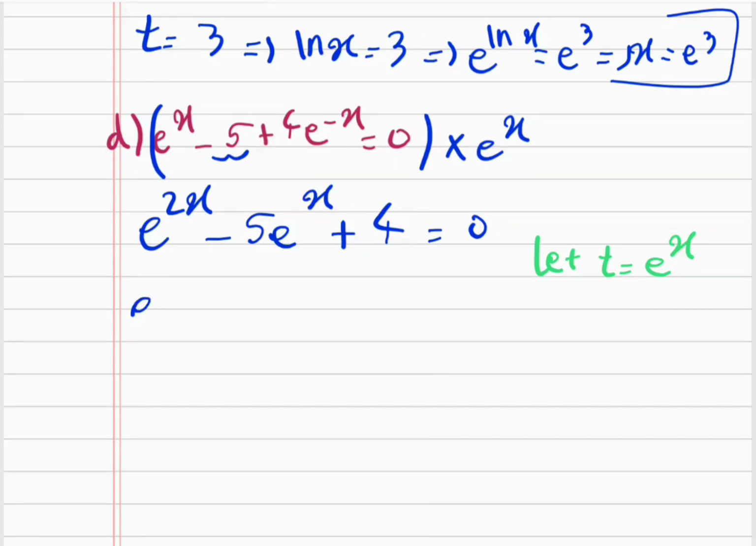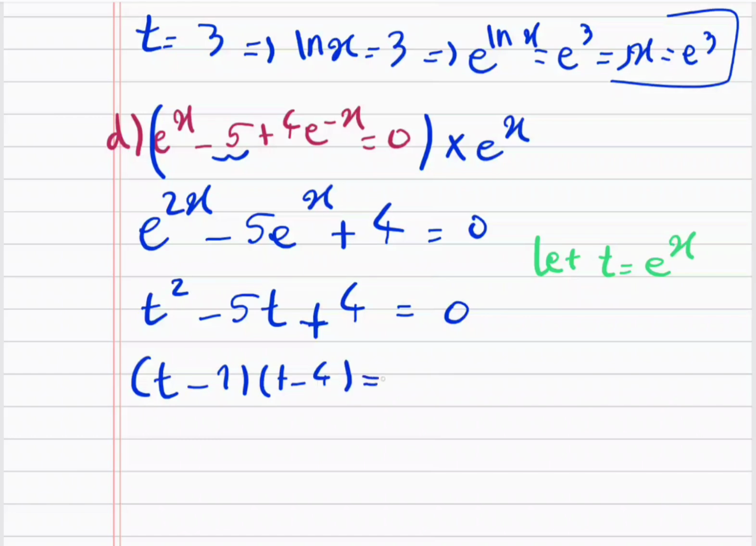So that means the first term becomes t squared, because remember that if you square, t squared is equal to e to the power of 2x, and that's exactly the first term in this equation. So this is equivalent to t squared. The second term is minus 5t, and the third term is 4. Right, so now that we have this equation in a nice form, we can factorize. So it's t minus 1 times t minus 4 is equal to 0. So two solutions, either t is equal to 1 or t is equal to 4.